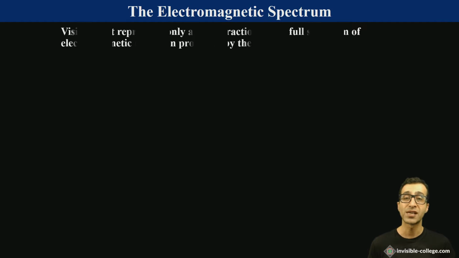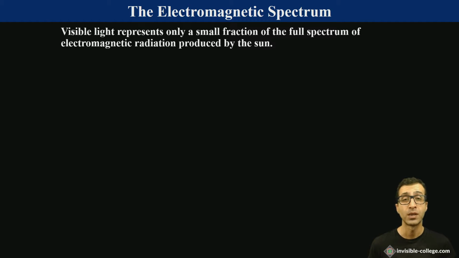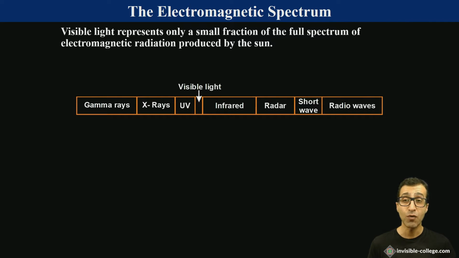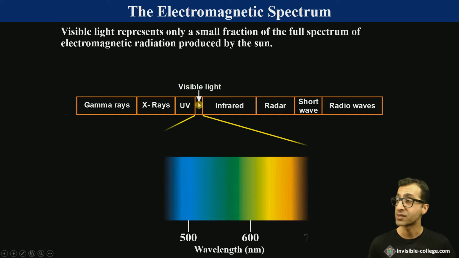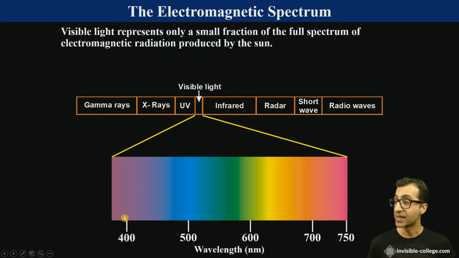Now, visible light represents only a very small fraction of the full spectrum of frequencies and wavelengths of electromagnetic radiation produced by the sun. So we find that the sun produces a wide range of electromagnetic waves, including all of these that you see here, which make up the electromagnetic spectrum. Within that range of wavelengths, visible light makes up a relatively narrow range. We can see those wavelengths displayed here, from just under 400 nanometers all the way up to about 750 nanometers. So here we're going from the shortest wavelengths, the blue and the violet, up to the longest wavelengths, the red.